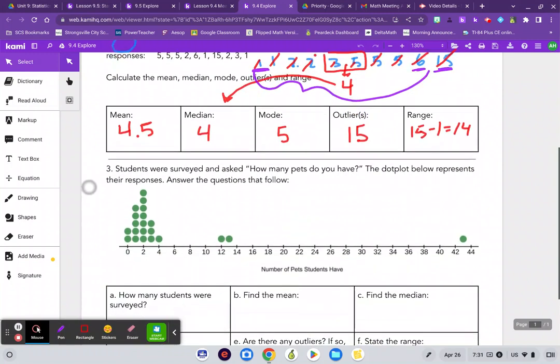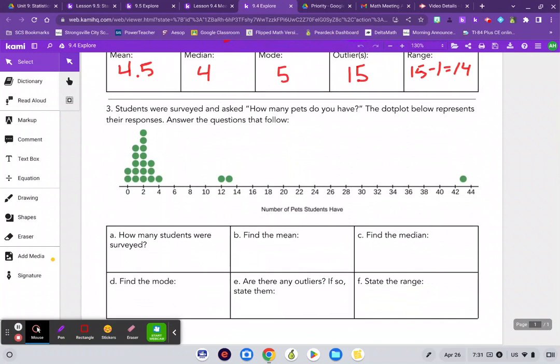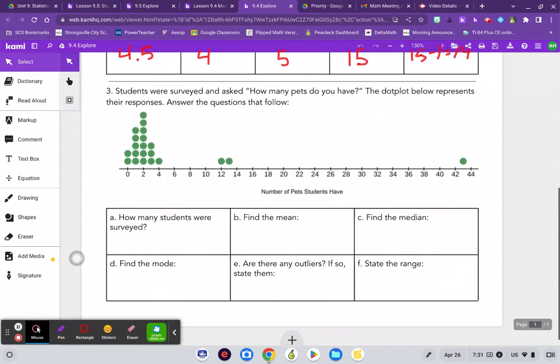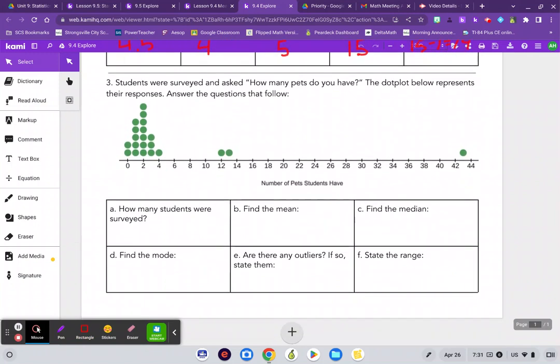All right, let's take a look at the dot plot and see if we can answer questions based off the dot plot. So it says students were surveyed and asked, how many pets do you have? The dot plot below represents their responses. Answer the questions that follow. So the first one says, how many students were surveyed? So each dot represents one student who was surveyed. And so if I count the dots, I have 1, 2, and then I have 3, 4, 5, 6, 7, and then 8, 9, 10, 11, 12, 13, 14, 15, 16, 17, 18, 19, 20, 21.